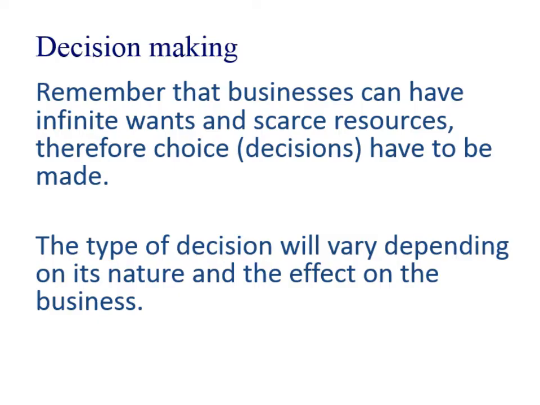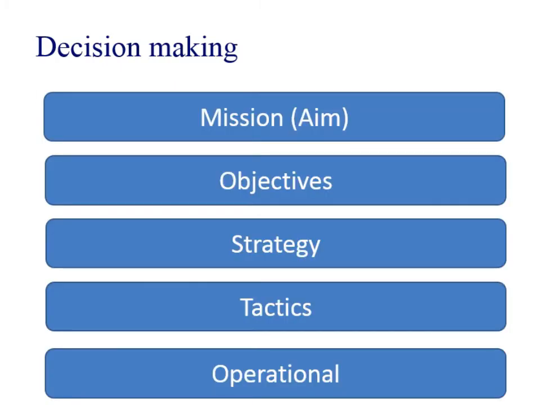So it's very important. But there are lots of different types of decision making, higher level and lower level. Right at the top, we have the mission, the aim of the business. And then from that, you'd want to make your objectives, so break down that aim into more quantifiable targets. And then you have your strategy, which is how are we going to achieve those objectives?